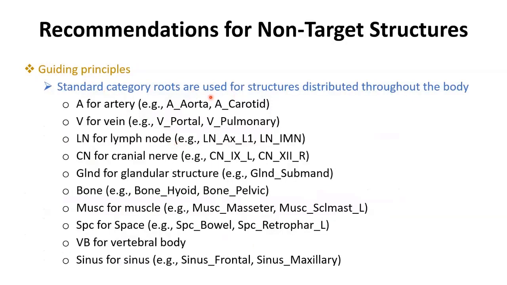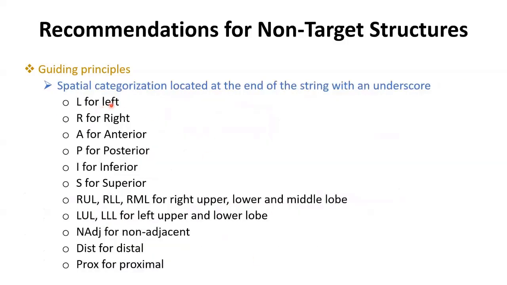Standard category roots are used for structures distributed throughout the body: A for artery, V for vein, LN for lymph node, CN for cranial nerve, GLND for glandular, bone, muscles, and so on. For the direction, you use L for left, R for right, A for anterior, P for posterior, I for inferior, and so on.